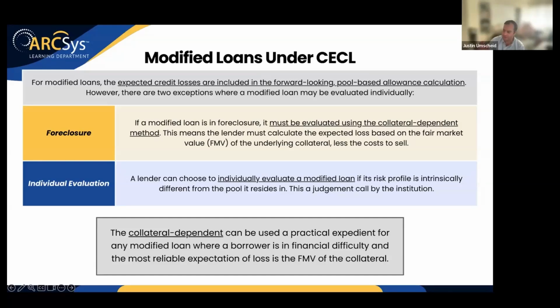There really are definitions. You shouldn't build into practice that every modified loan you have needs to be individually evaluated or made collateral dependent. It should be a case-by-case basis based off of the individual attributes of the given loan.